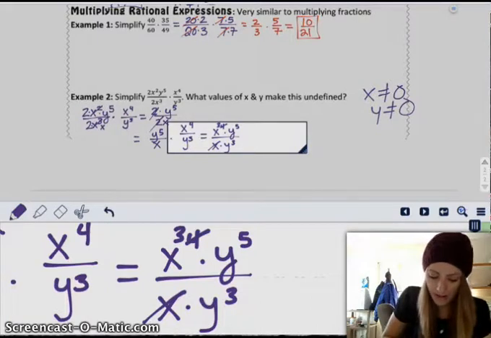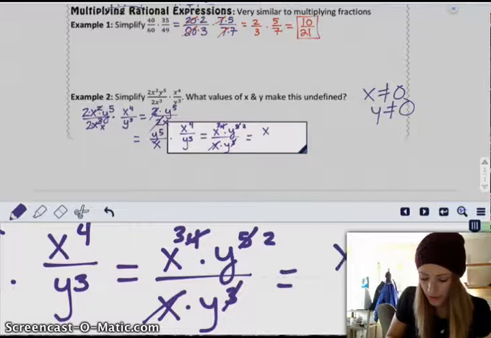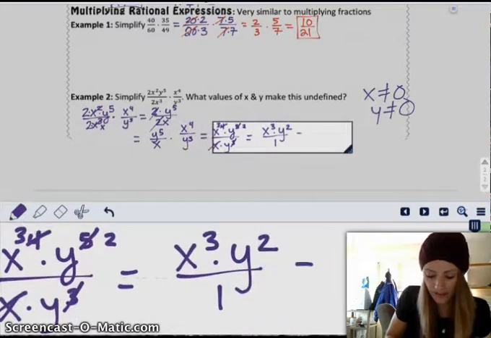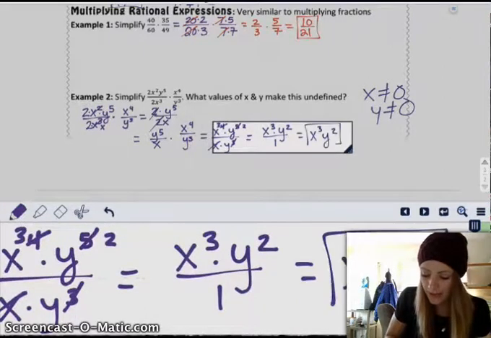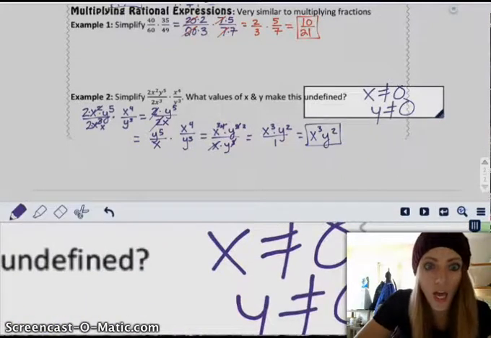And then out of the 5's, you can cancel 3 of them. And you're left with 2 in the numerator. So I'm left with x cubed times y squared. And I've canceled everything out of the denominator over 1. So my final answer, x cubed times y squared. But remember, x and y cannot equal 0.